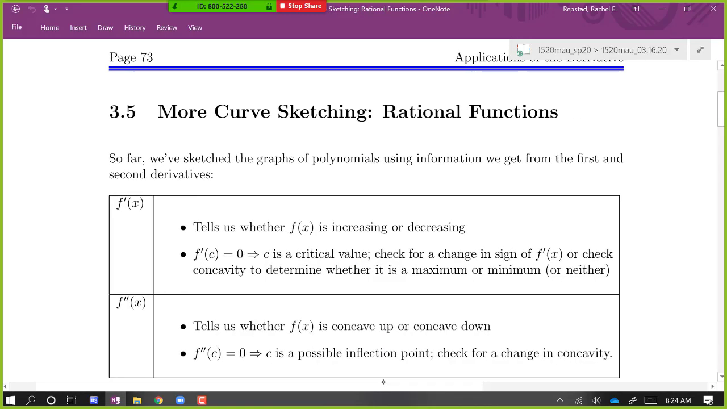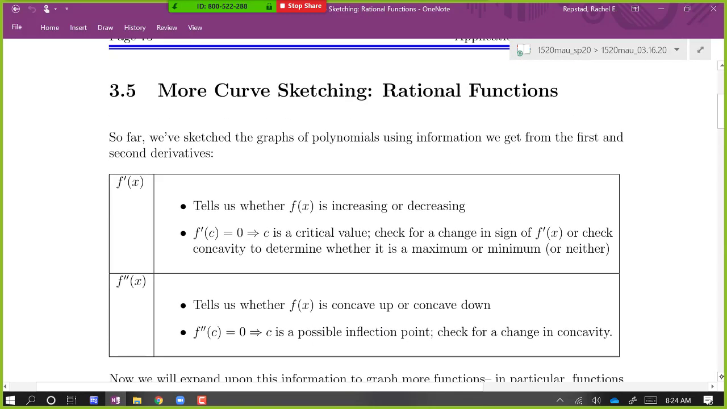All right, so we're doing some more curve sketching. We did a bunch of curve sketching last time. Right now we're going to take all those skills we learned and extend them to rational functions. A rational function is just one where you might have some division, some x's in the denominator. And when that happens, you get some kind of interesting behavior at certain points.